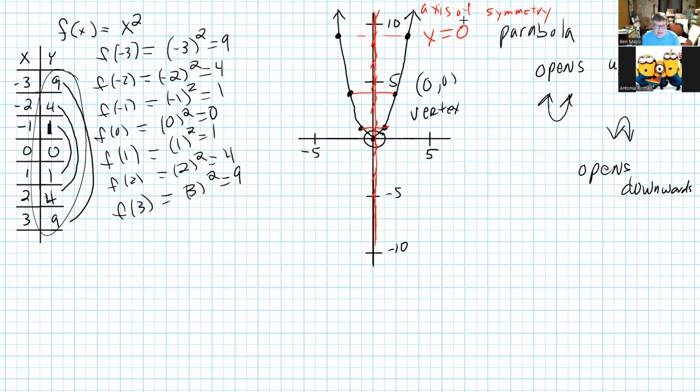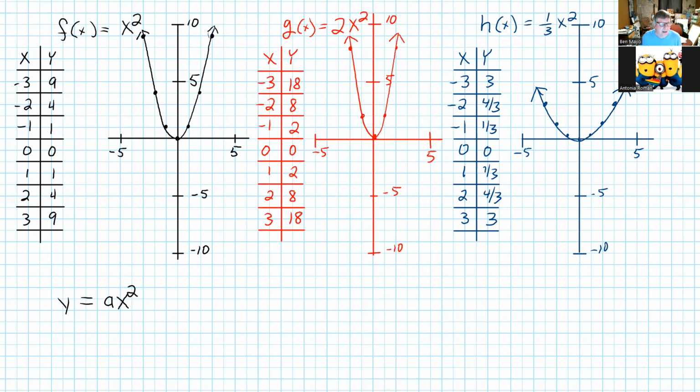Recall from the past that x equals 0 is the equation of a vertical line. This happens to be the y-axis, but the equation of the axis of symmetry would be x equals 0. All right. Any questions about what has happened so far? All right, we're going to look at a lot more graphs.